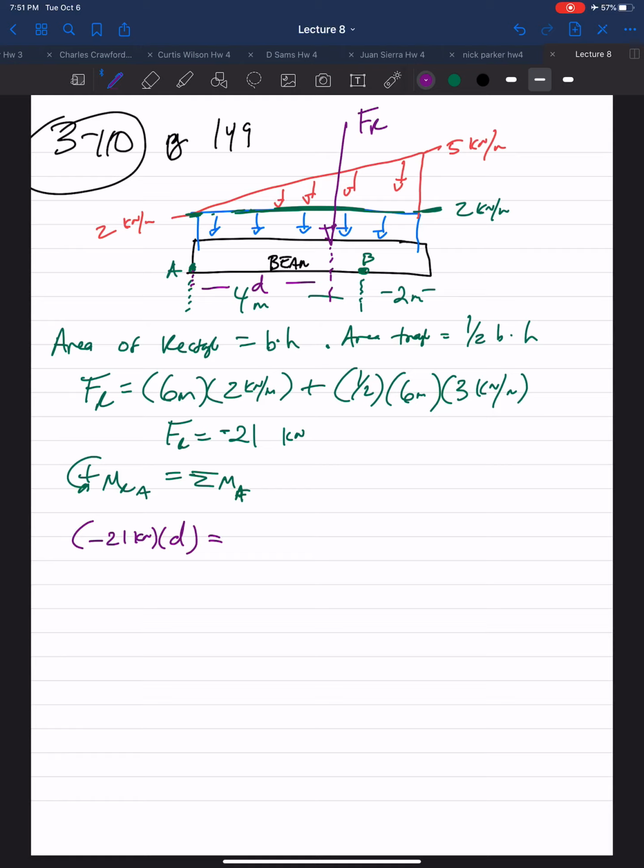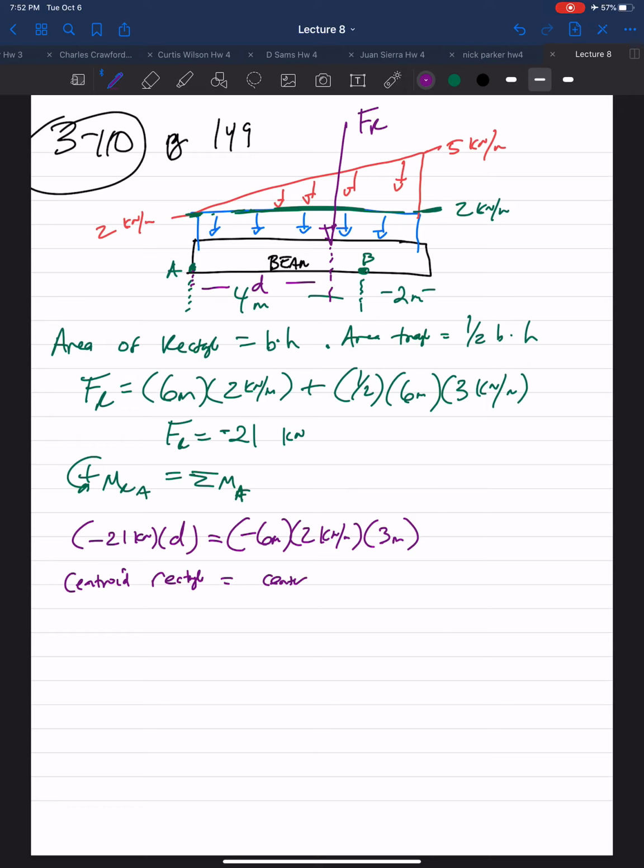If we take again the rectangular area, it's base times height, and remember it's clockwise, so it'll be a negative moment. So that's 6 meters times the height, 2 kilonewtons per meter. And remember, for a rectangle, the centroid from appendix B is the center. So if this length is 6 meters, the centroid will be at 3 meters in the horizontal direction. So the perpendicular distance from the rectangle's resultant force to point A is 3 meters.